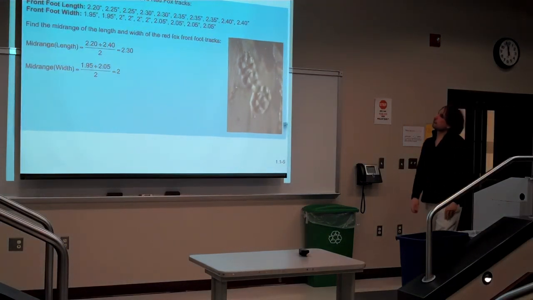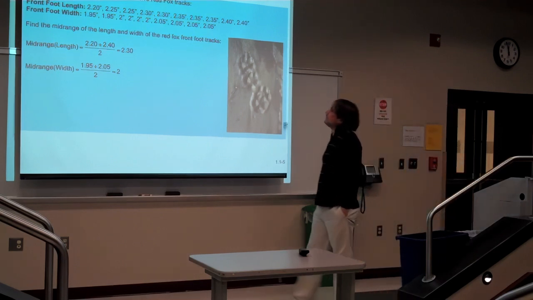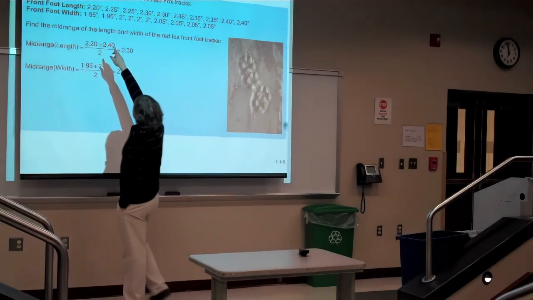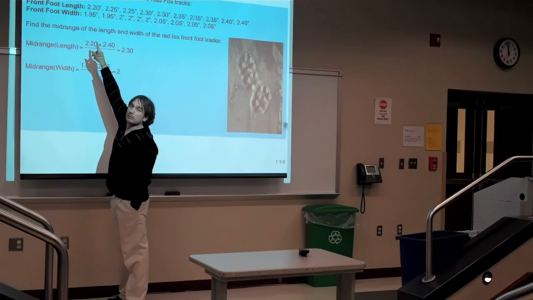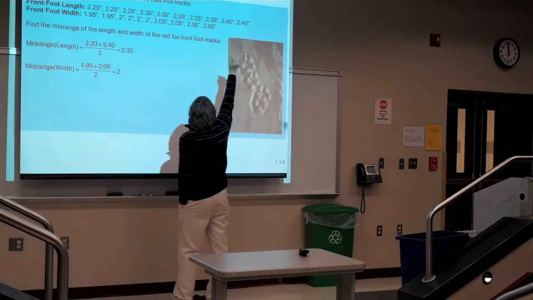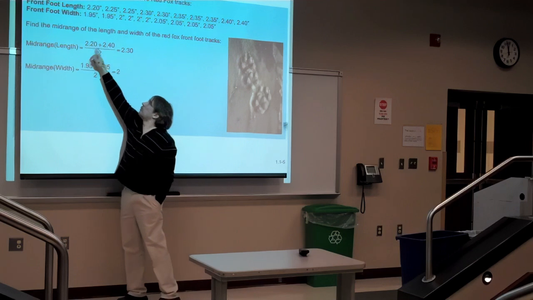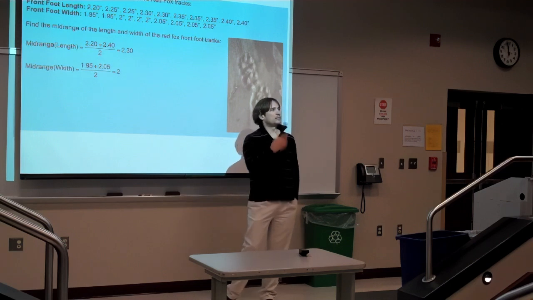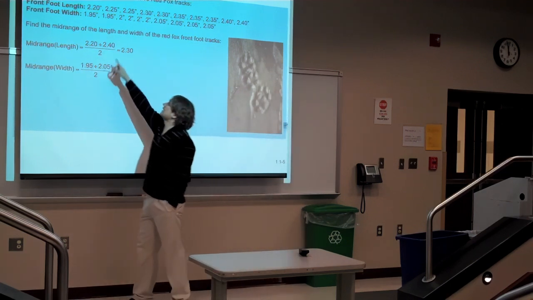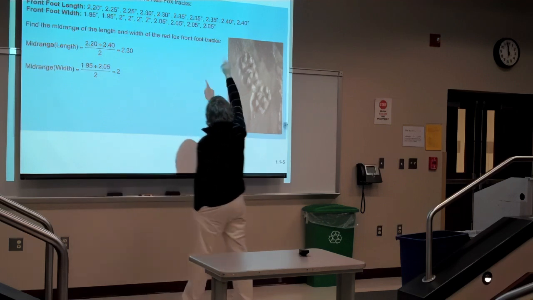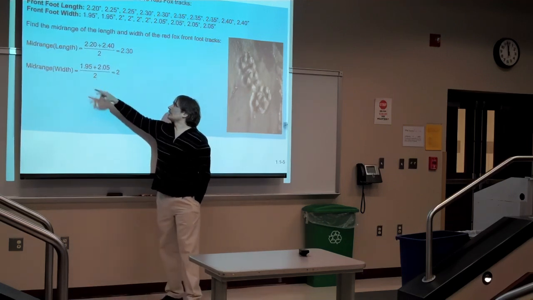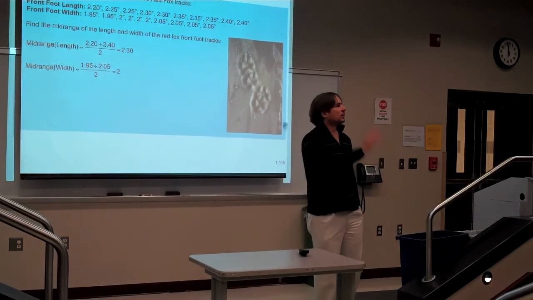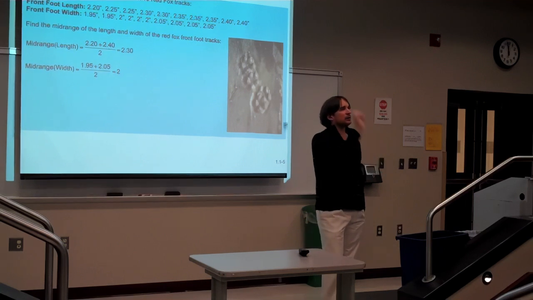Below are measurements gathered from 10 Red Fox tracks. We want to find the mid-range of the front foot length and the mid-range of the front foot width. So we take the smallest, the minimum value of the front foot length, and we add it to the maximum value. So 2.2 plus 2.4, and we divide by 2. So we get 2.3. That's the mid-range. The width, we take the smallest width, which is 1.95, and the largest width, which is 2.05. Add them together, divide by 2. We get a mid-range of 2. Very simple way, very quick way of finding out where the center is.